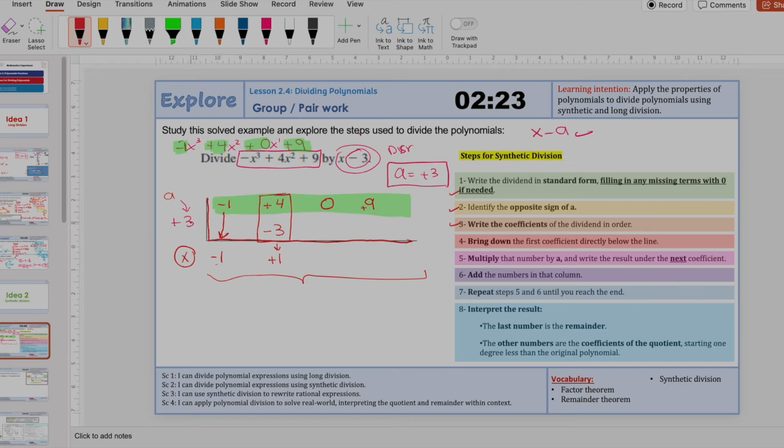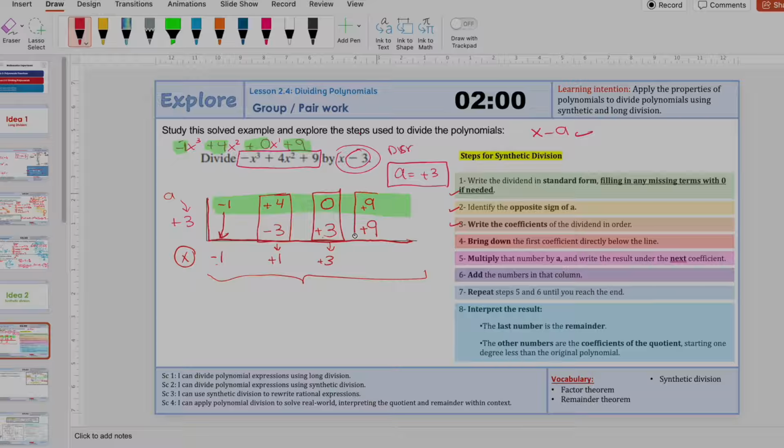Where do we put the answer of multiplication? Under the next coefficient, and then combine. 0 plus 3 is 3. What do I do with anything written down here? We multiply it with the a. So 3 times 3 is 9. Where do I put it? I write it down under this 9.